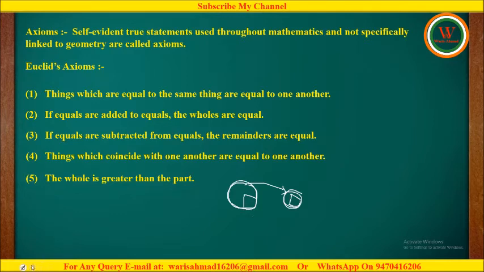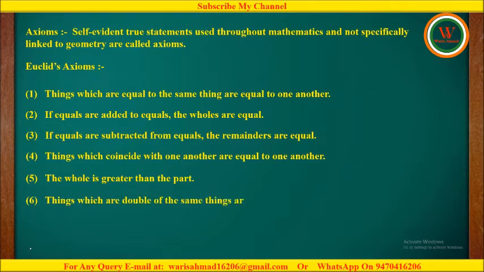Now the next axiom is: things which are double of the same things are equal to one another. Now let us consider a number 6. The double of 6 will be equal to 12. Again we are taking the double of the same thing, that is equal to 12. So here it is given that things which are double of the same things are equal to one another. Since 12 is the double of 6 and this 12 is also the double of 6, hence these two are equal.